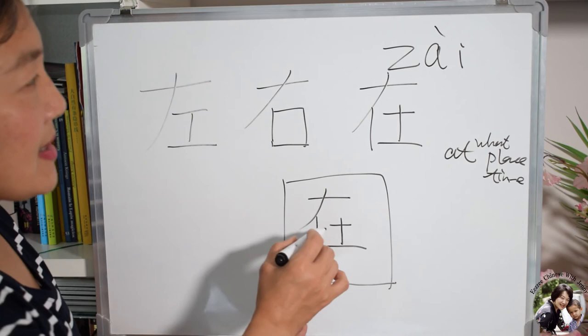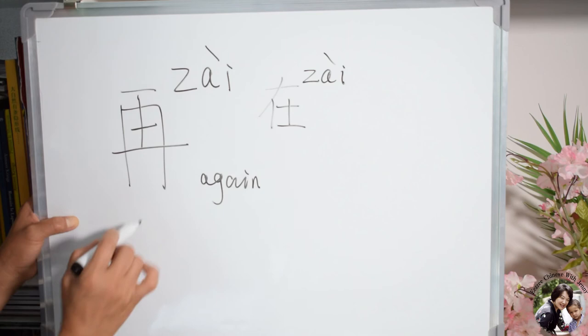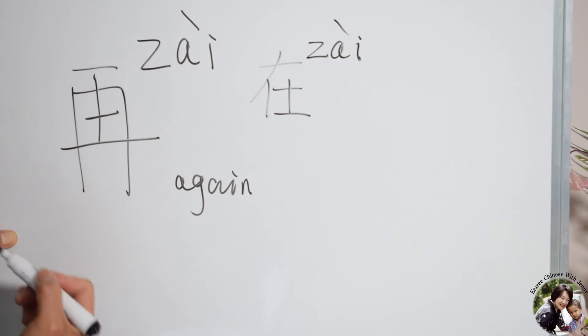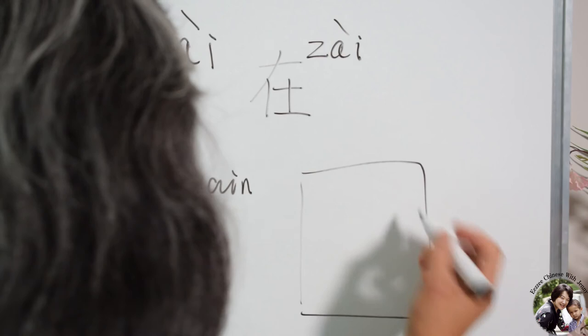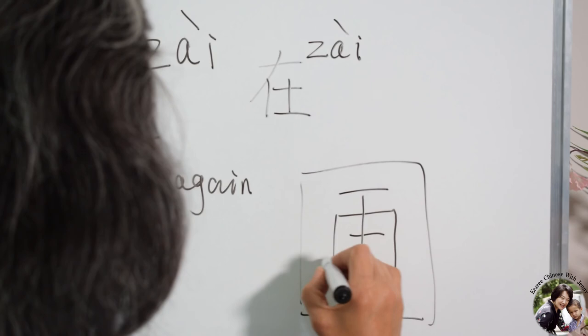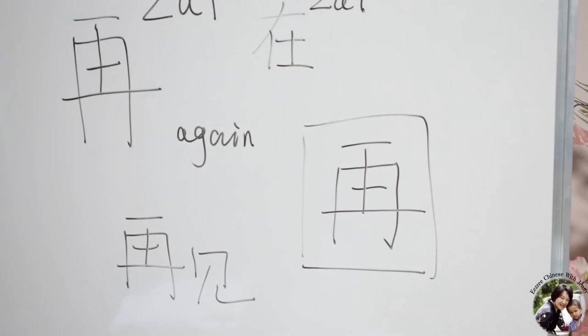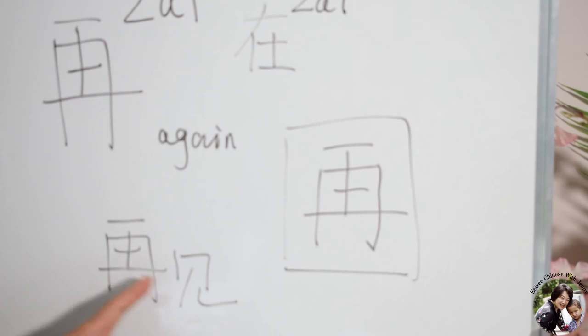I'm going to teach you a character with exactly the same pronunciation, zài, but a different meaning, meaning again. The 土 is in the middle, right here. So it is 横竖, 横折钩, 横竖, 横, 再, means again, 再见. It's like when you say goodbye, it means see you next time. 见, see, 再, again, see you again, 再见.